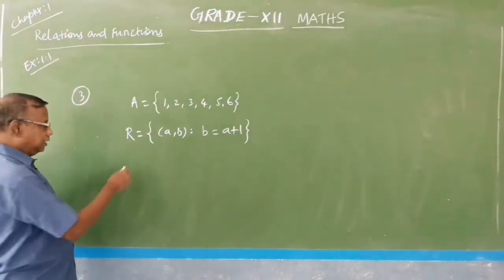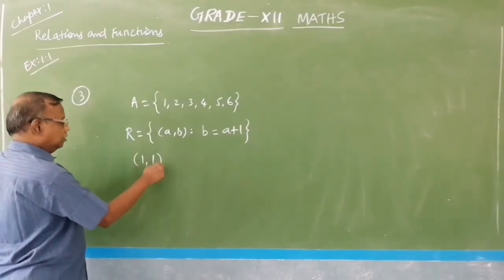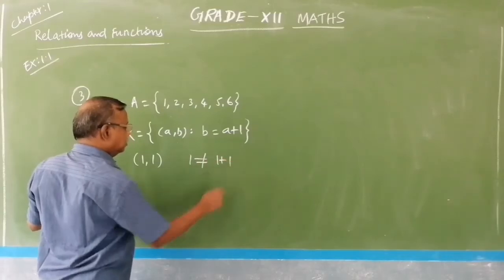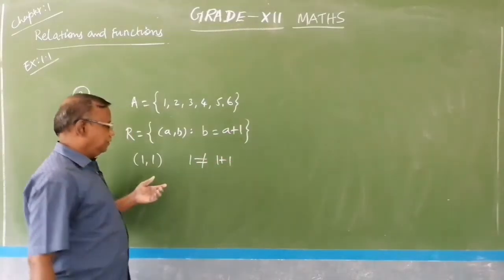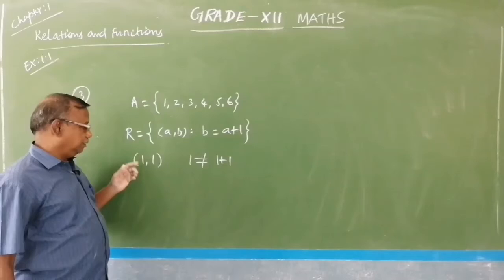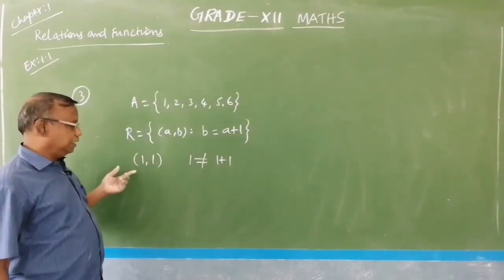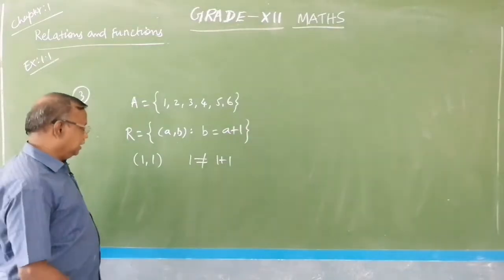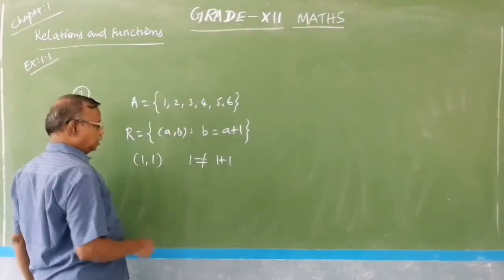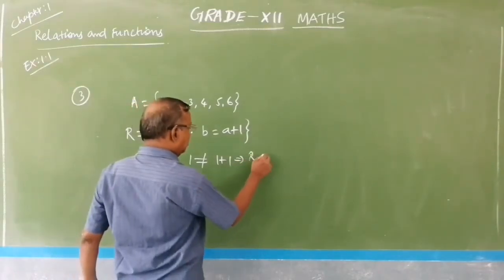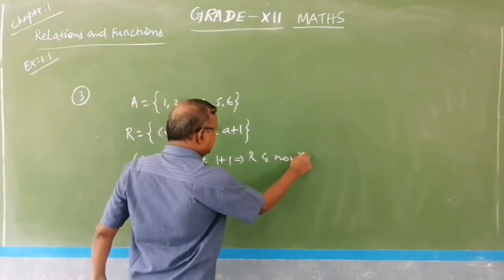So consider (1, 1). 1 is not equal to 1 plus 1. If in a relation (a, a) is present in R, then it is said to be reflexive. Here, consider (1, 1): 1 is not equal to 1 plus 1. So R is not reflexive.